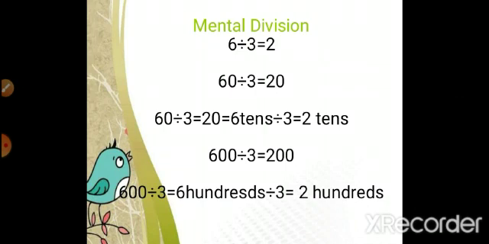Since there are 6 hundreds in 600, we can divide the hundreds by 3. So 600 divided by 3 is the same as 6 hundreds divided by 3. So what do we get when we divide 6 hundreds by 3? Of course, we will get 2 hundreds, which is 200.